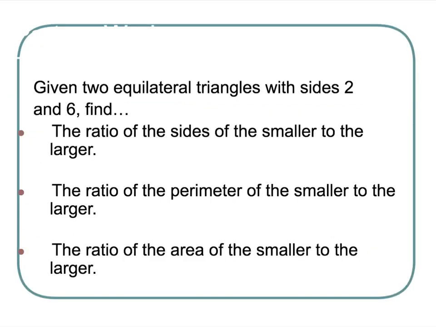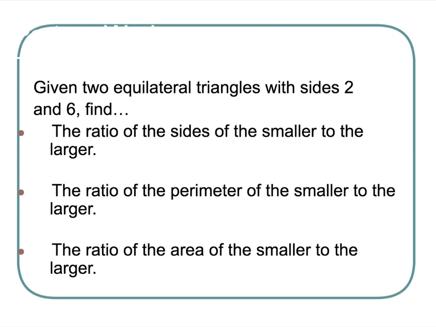All right, we got a wonderful problem here. Given two equilateral triangles with sides 2 and 6, we have to find a few ratios of the sides, the perimeters, and the areas. We're going to give our studio a couple minutes to work these, and we'll be back with an explanation. All righty, the class has now worked this incredibly fun problem.